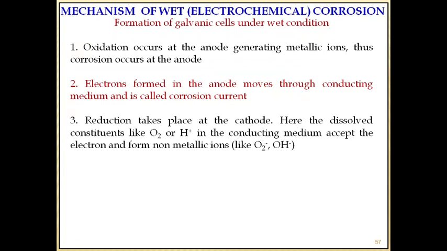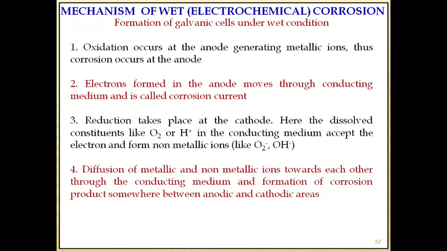Metallic ions and non-metallic ions are formed, and they will diffuse towards each other through the conducting media and will result in the formation of corrosion product. The corrosion product is formed somewhere in between anode and cathodic areas. So the diffusion of metallic and non-metallic ions will happen through the conducting media, and that will result in the formation of corrosion product in between the anodic and cathodic area.